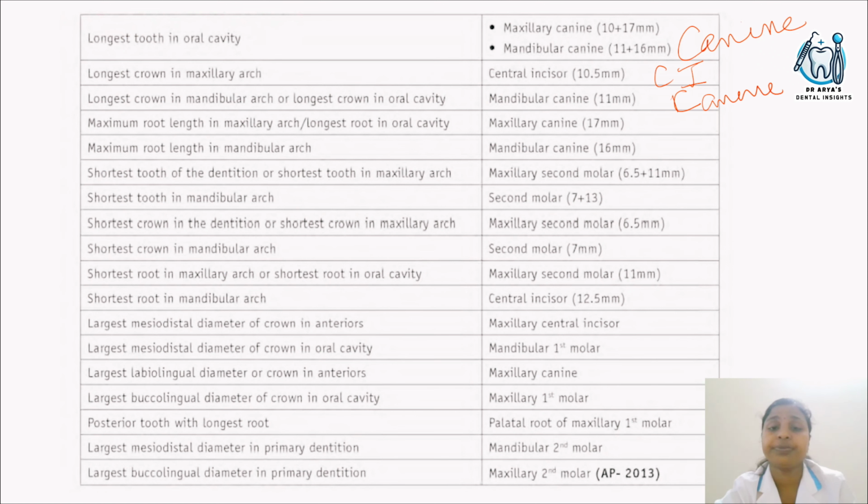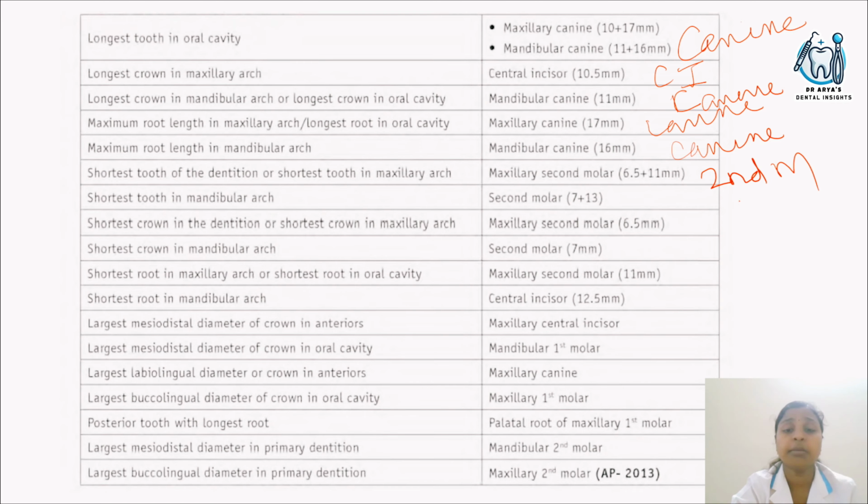Maximum root length in maxillary arch, or longest root in oral cavity, is maxillary canine. Maximum root length in mandibular arch is also canine, that is for mandibular canine 16 mm. Then next is the shortest tooth of the dentition, or shortest tooth in maxillary arch, which is maxillary second molar. So maxillary second molar is the shortest tooth in maxillary arch, and in mandibular arch it is second molar.